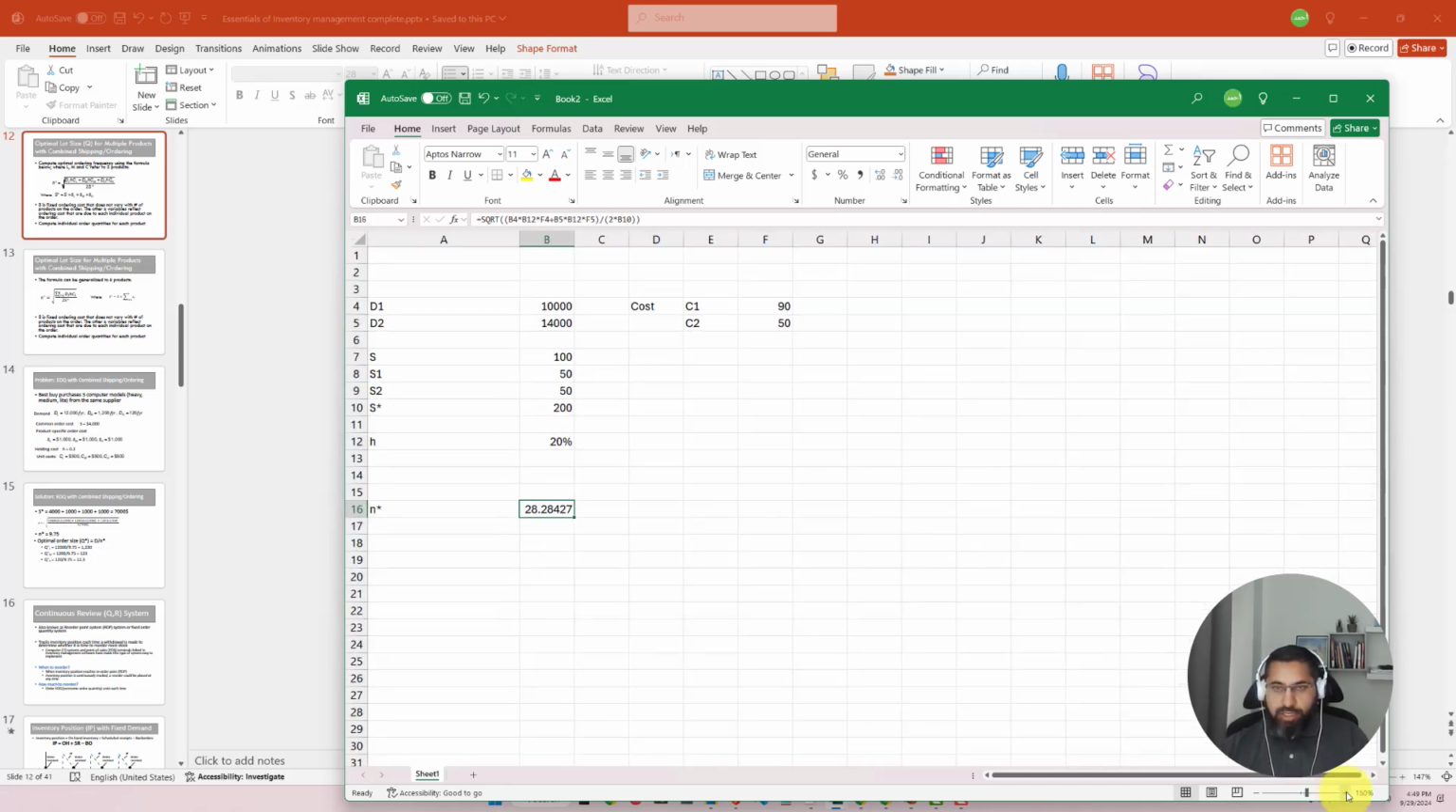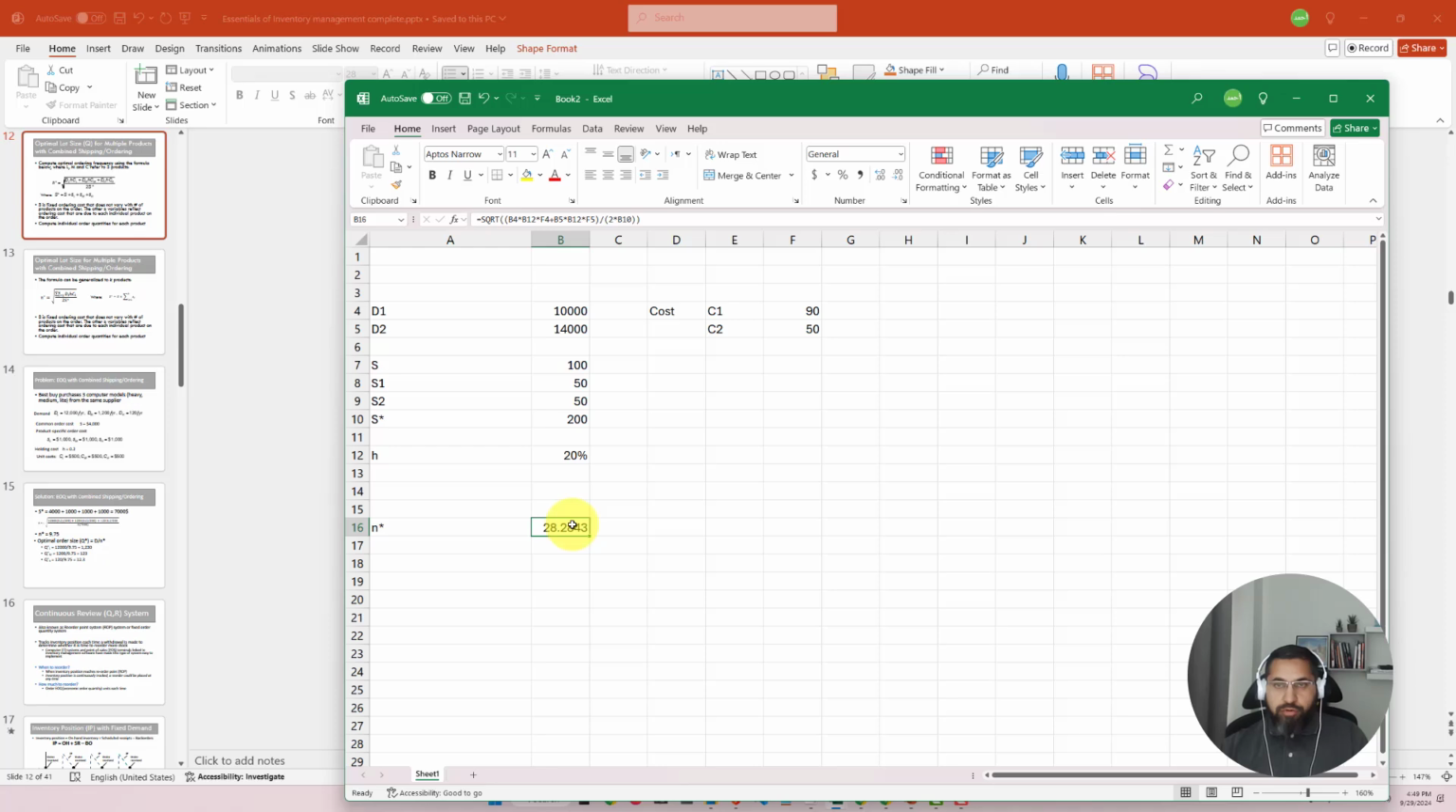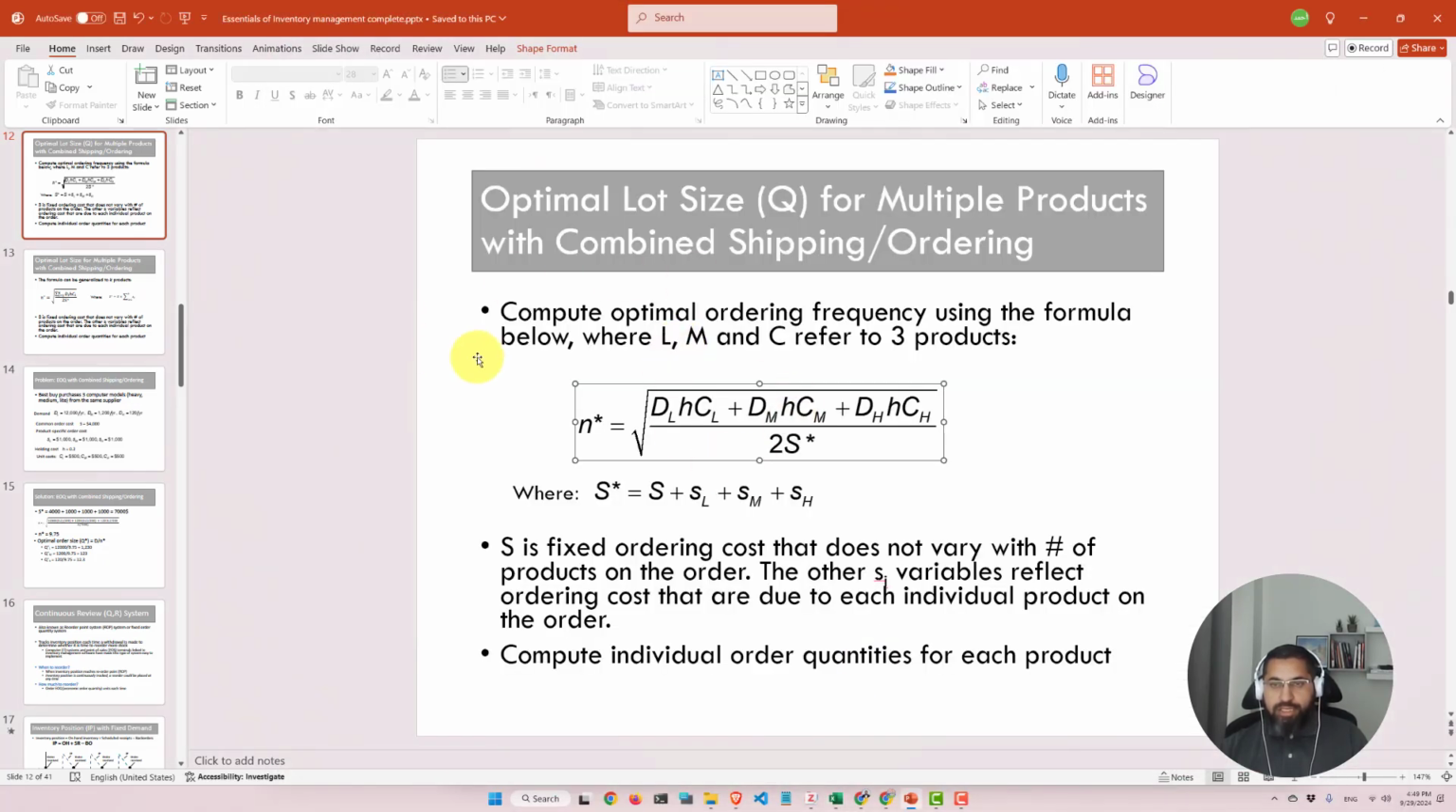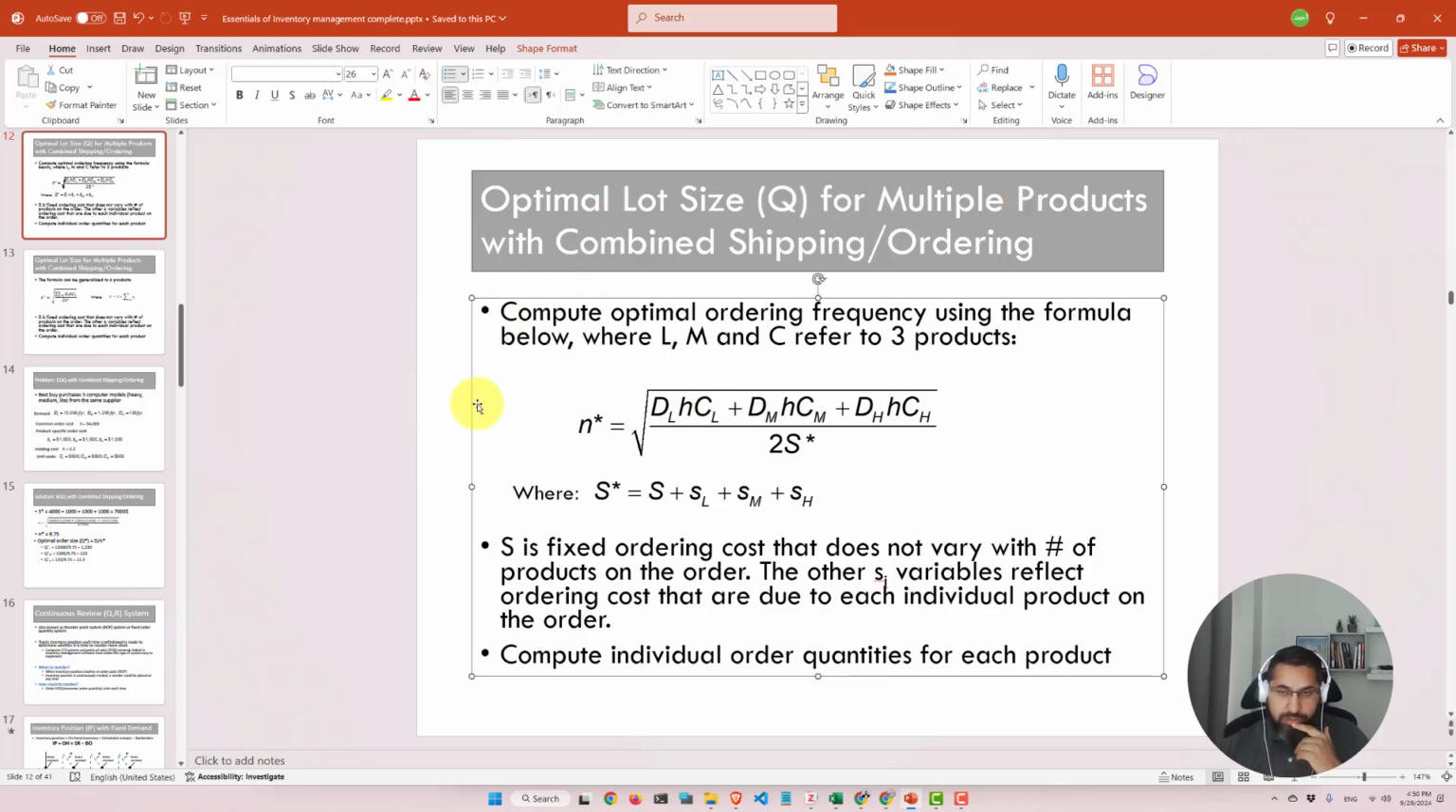Let me zoom in so you guys can see better. So you got N star of 28.28 by putting in this formula, which is coming from this slide in your lecture slides. So the optimal lot size for multiple product slide.